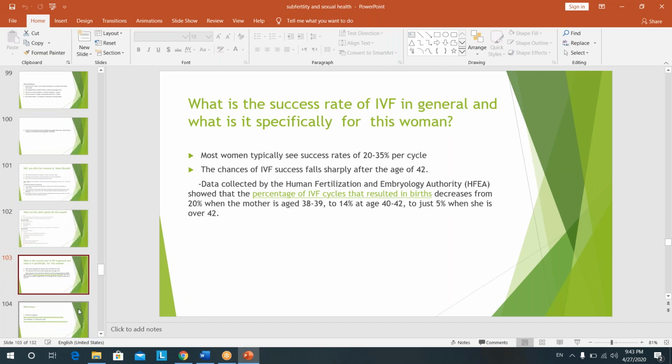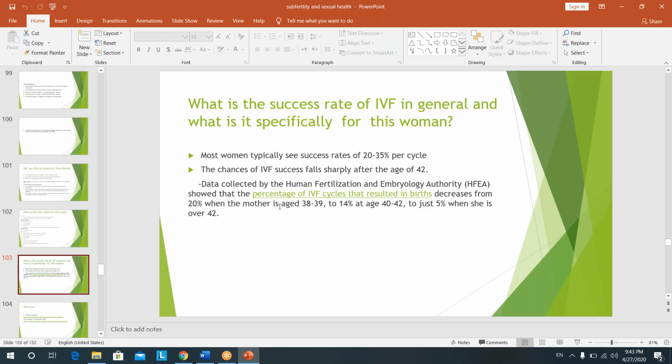Okay. The examiner at the end asked about the success rate of IVF in general, and what it is specifically for this woman. The general IVF success rate is about 20 to 35%. And this woman's age is 45. According to the HFEA, the success rate decreases with age.